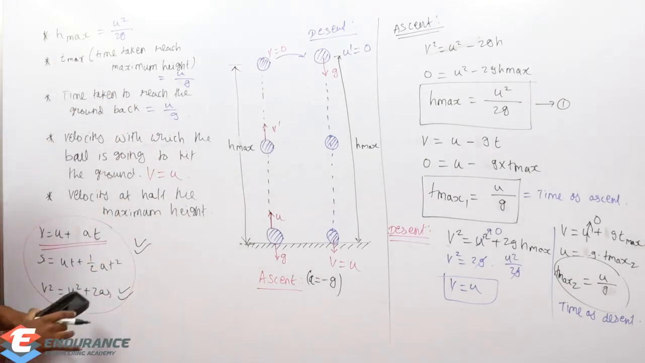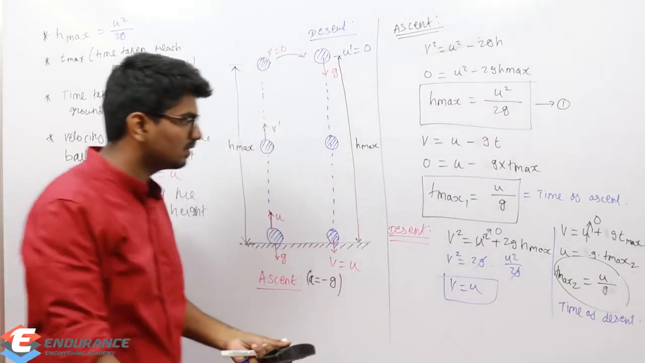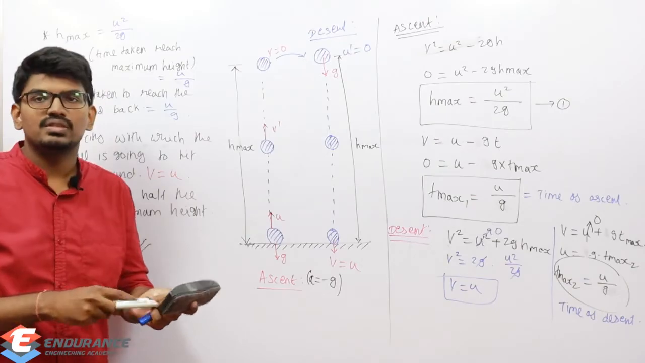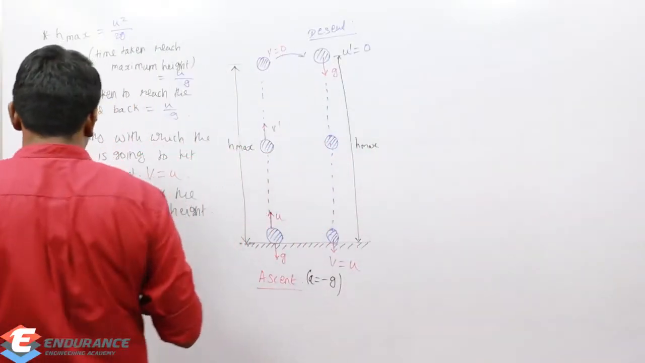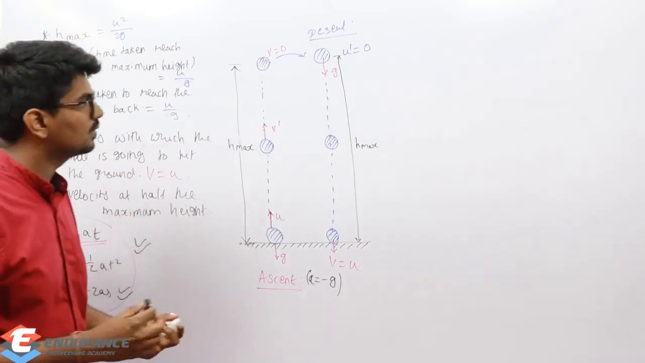This is anyways fine, not an issue. I used the formula correctly, and for solving this also, I used the formula correctly. Only for solving time of ascent and time of descent, I used the formula wrongly. So now we are left with the final equation, right? Velocity at half of the maximum height. So how to determine that?